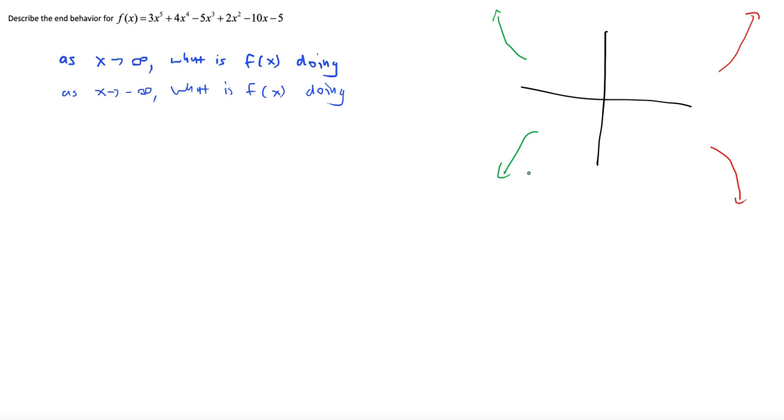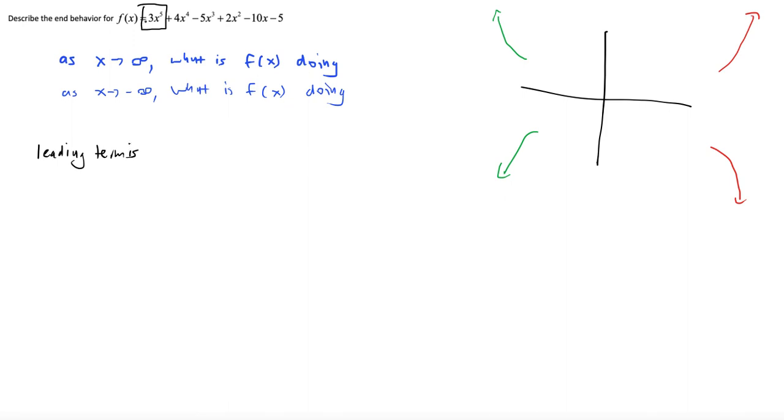So how do we determine that? That is the end behavior, and it is determined by the leading term. Now, I'm not saying that the remaining terms are not important, but because it's x to the fifth power, it sort of dominates every other term here. So the first thing we should do is look at the leading term here.